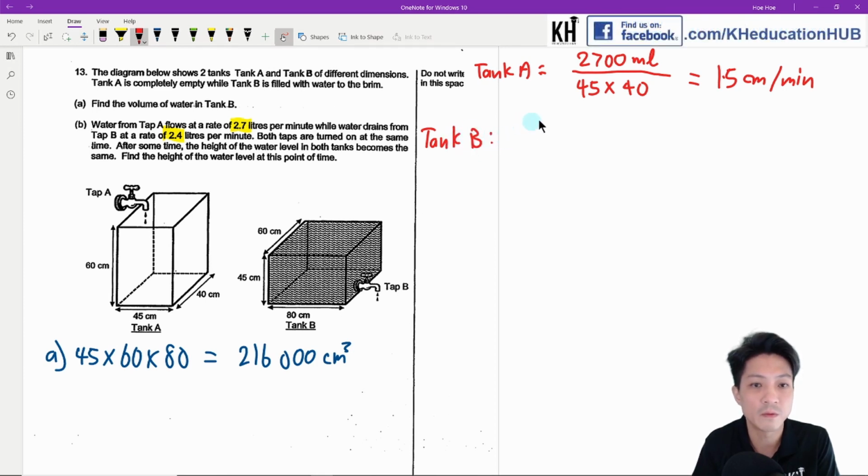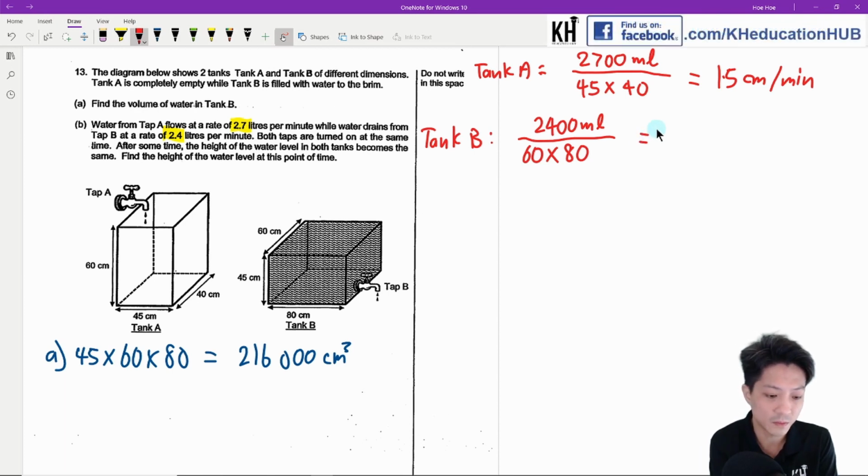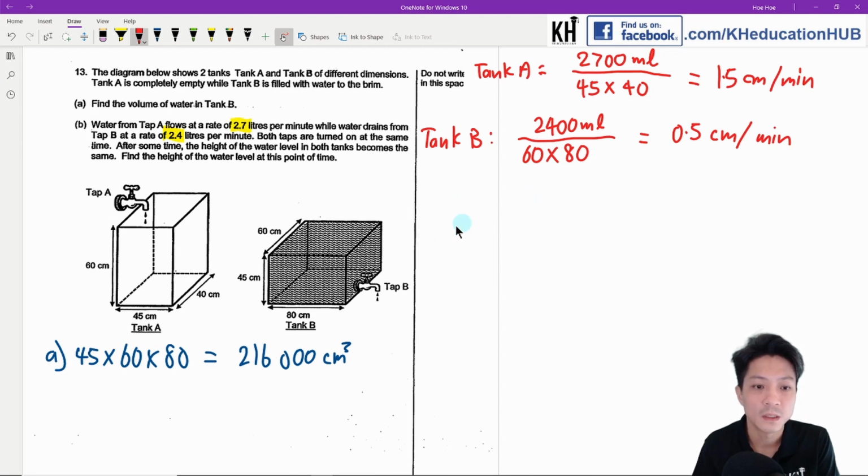Okay, for tank B, if I were to use the volume of water, which is 2400 ml per minute, divided by the base area of 60 times 80, this is going to give me 0.5 centimeter per minute. Okay, at first the gap between the water level is 45 cm over here. So the rate at which the water levels are closing in on each other is 1.5 plus 0.5, which is 2 cm per minute.